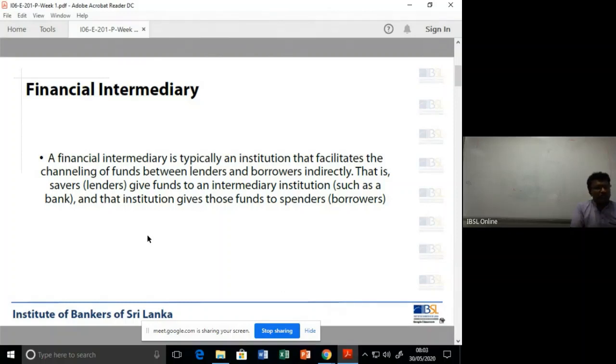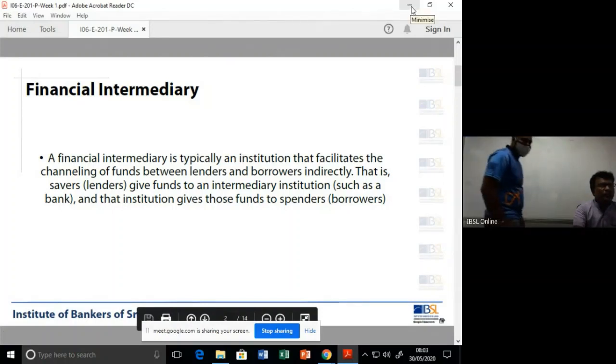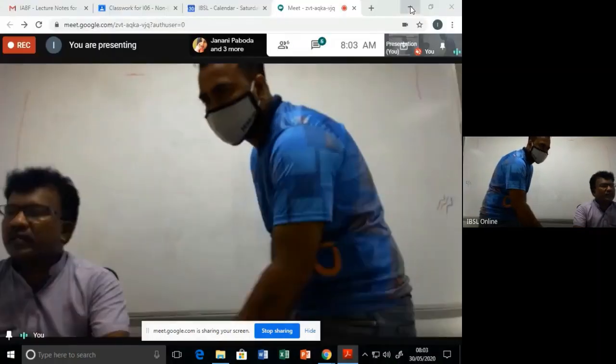Remember, money always leaves us with two questions. Number one, I have enough money and I do not know what to do with that. We call it surplus units. What is the other question? I have enough needs, but I don't have much money. So we call them deficit units. How do you solve this gap? It's very simple. If those who have money hand over that to those who don't have, then we can solve this problem.